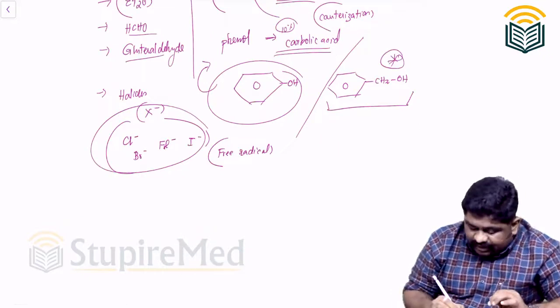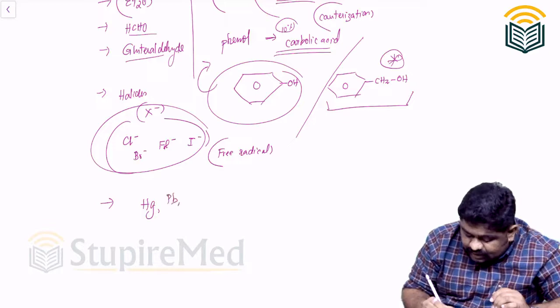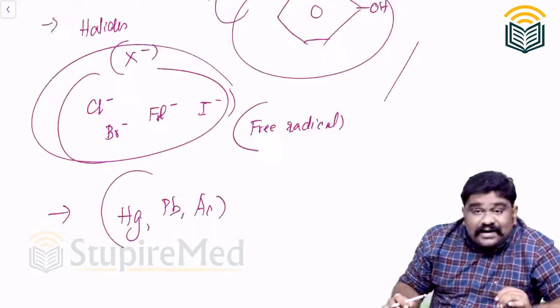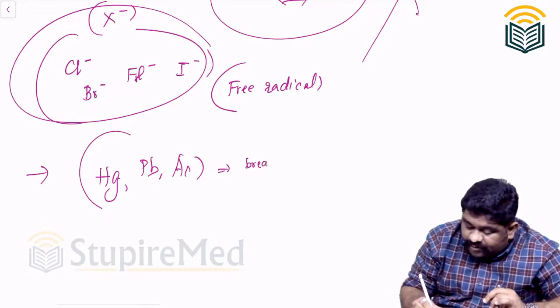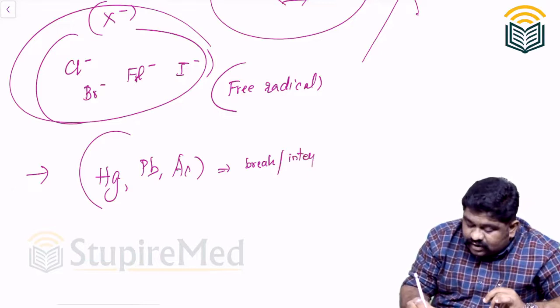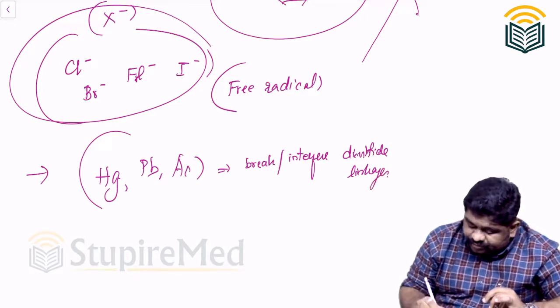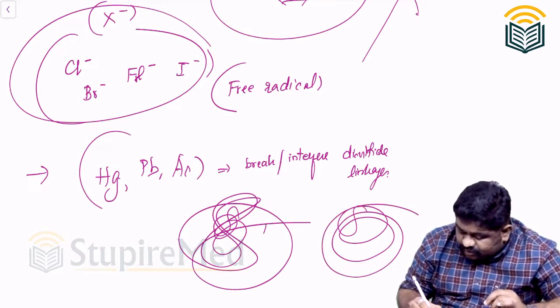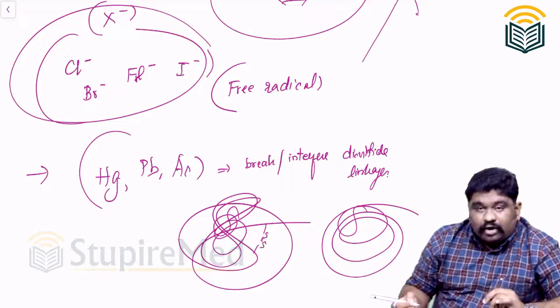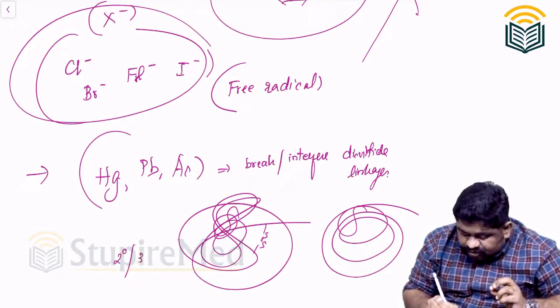Next, you can use heavy metals. What exactly heavy metals do you think of? Mercury, lead, arsenic. What are they intending to do? These heavy metals can break or interfere with the disulfide linkages. For example, if this is a protein and there is another protein, in these proteins, between this area and this area, there is a disulfide bond, and this disulfide bond is important for maintaining either the secondary structure or the tertiary structure.